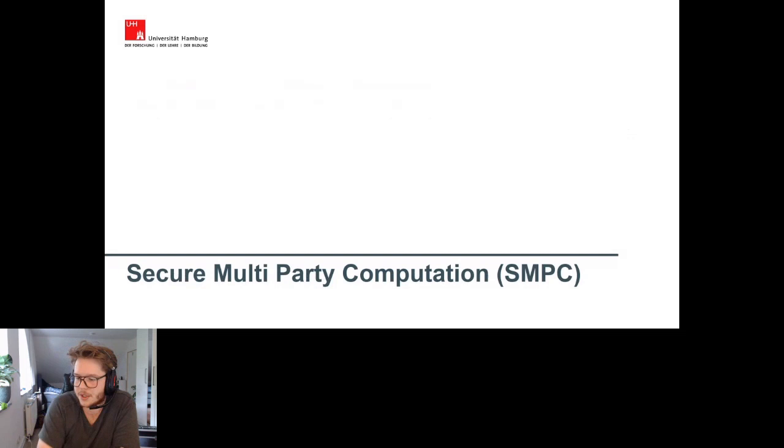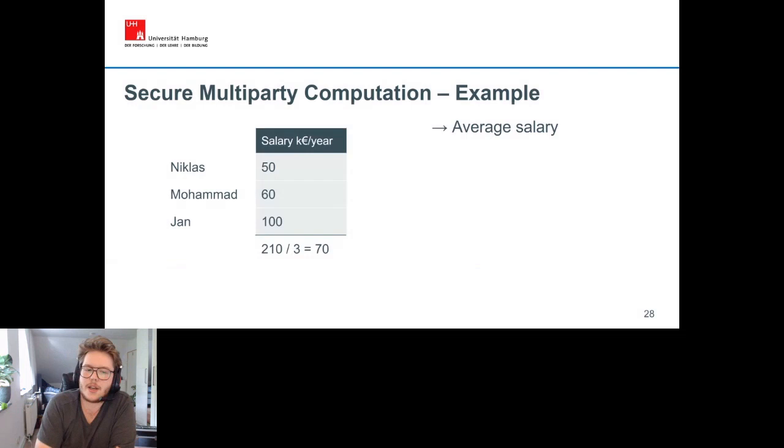Great. So let's come to the next thing we want to look at, in this case, secure multi-party computation. So what is secure multi-party computation? Let's say there are three random people called Jan, Mohammad, and Niklas, right? And they each have a salary, and they work at the same company, or let's say the same university, and they want to know what the average salary is, right?